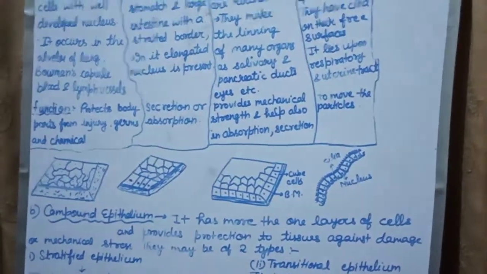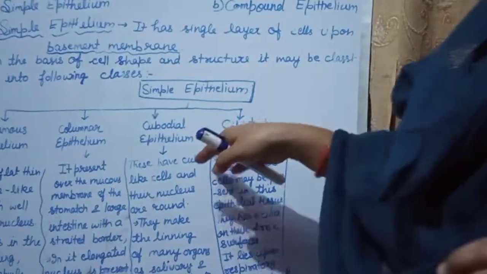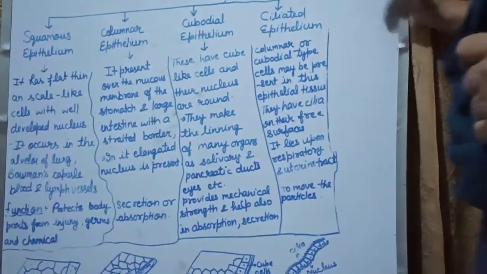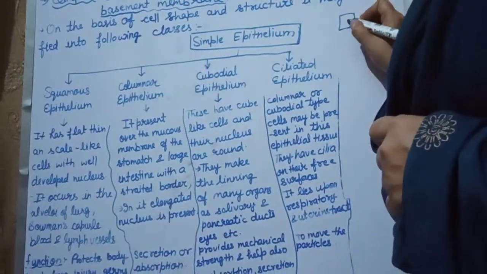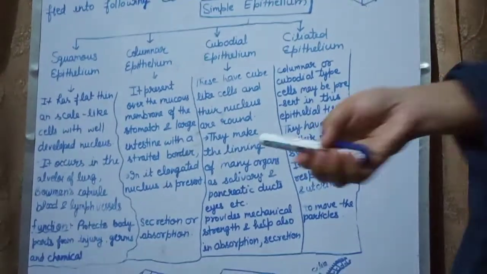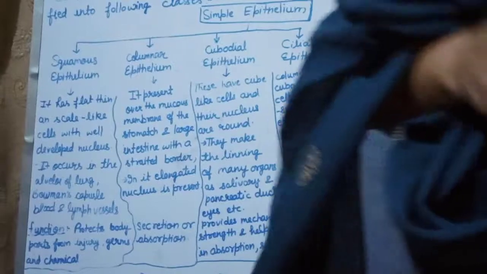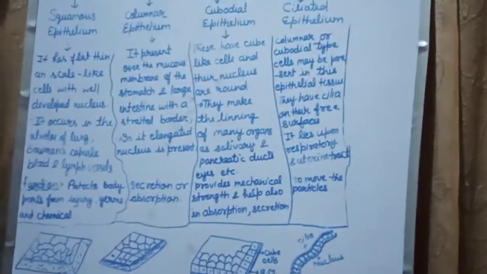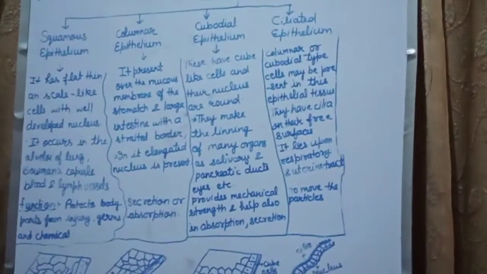Now we discuss the cuboidal epithelium. As you know from its name, these have cube-like cells and their nuclei are round. Cube-like cells means these, these are the cube-like structures. They make the lining of many organs like salivary glands, pancreatic ducts and the iris of the eye. It provides mechanical strength, and its main function is absorption and secretion of substances.